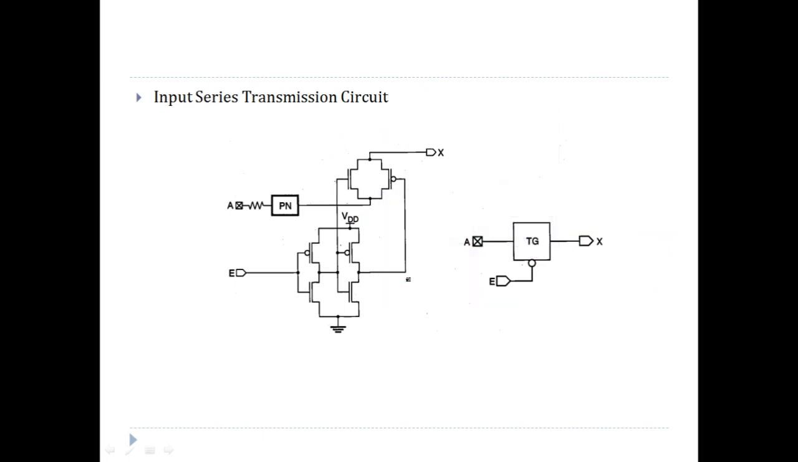If you look at the MOS implementation of the same circuit, you can see here there is an A input pin and there is a protection network. Of course the pin will have some resistance which is represented with the lumped component over here. We have seen two types of protection network in the earlier video: one which uses a diode and another which uses the high oxide, thick oxide MOSFETs along with the diode.